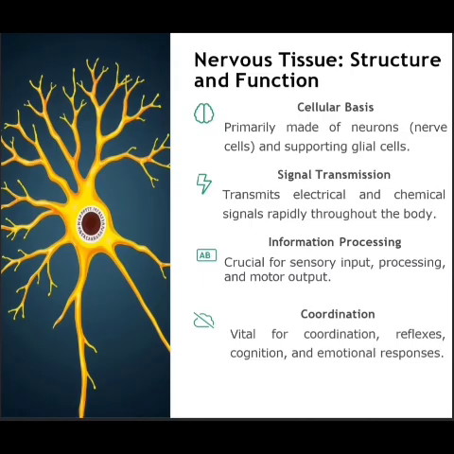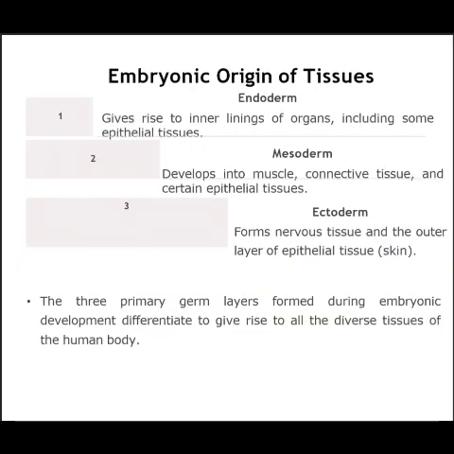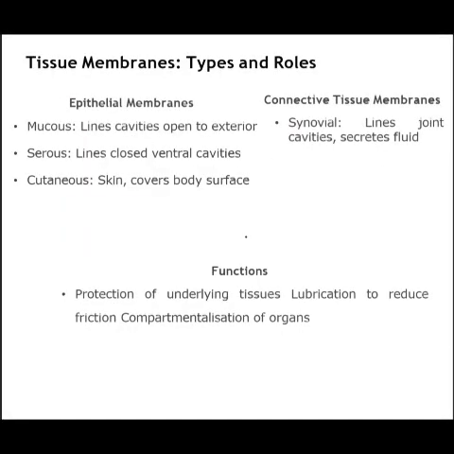And the next one is the embryonic origin of tissues. All tissues come from three germ layers formed in early development. Endoderm, which gives rise to linings of the internal organs, and the second one is mesoderm, which forms muscle and connective tissues, and the third one is ectoderm, which forms nervous tissue and outer skin. The three primary germ layers formed during embryonic development differentiate to give rise to all the tissues of the human body.